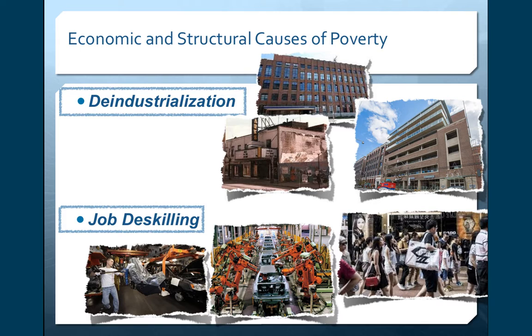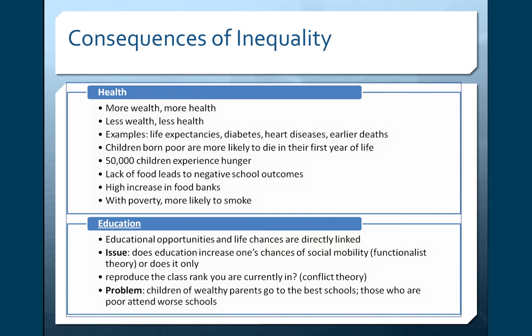Now, whatever the causes of poverty, there are consequences of this inequity. And these consequences can be affecting health, or they can be affecting education. And when you think in terms of health, well, the general consensus has been those with the most wealth also have the most health. And we found all kinds of different examples in terms of where the health issues are related to income. And when you think about the amount of food that someone might get and the quality of that food, you can see where it might impact education.